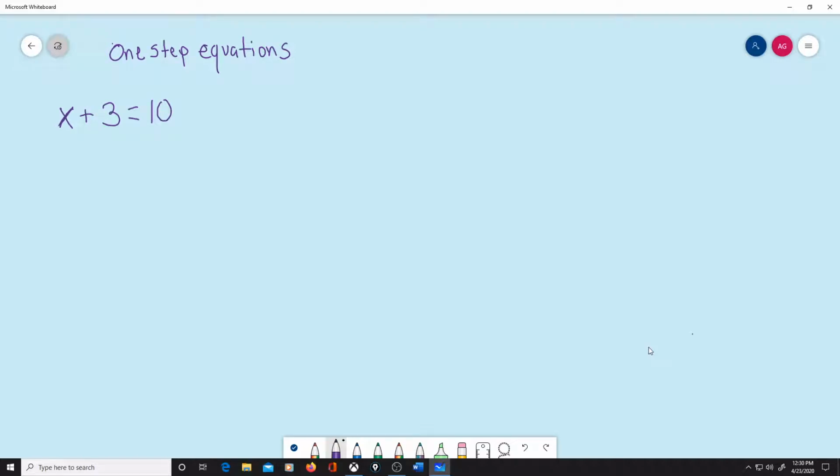This time I'm coming at you with a quick lesson about one-step equations. I just want to refresh us on a few things before we get started here. So let's just remember, if we're talking about an equation, here we have an equal sign. We have an expression here, x plus 3. It equals 10, so we're saying that this expression here is equivalent to 10.